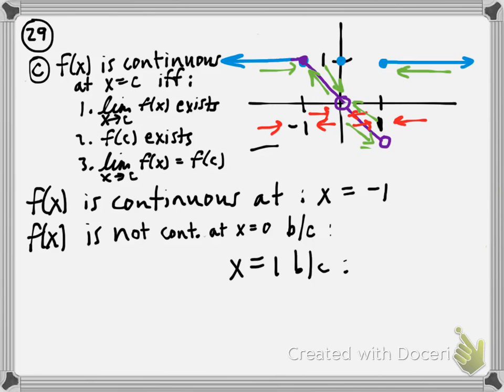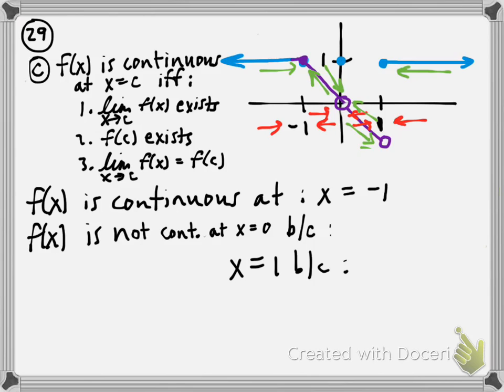So I wrote down here that f of x is continuous at x equals -1 because all three conditions are met. The limit as x approaches -1 exists, f of -1 exists, and they are the same. You can see that. But on the other hand, f of x is not continuous at x equals 0 because the limit as x approaches 0 does not equal the value of the function.